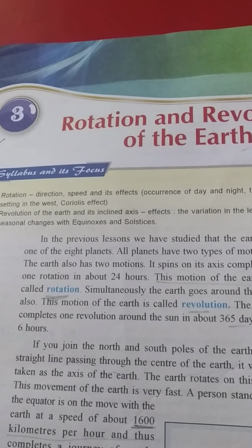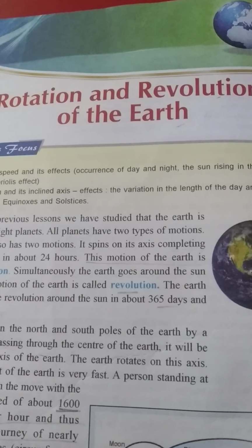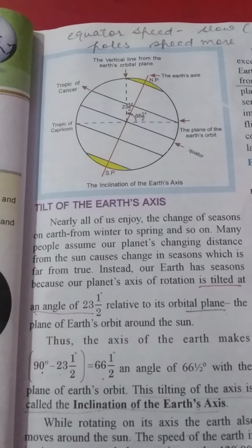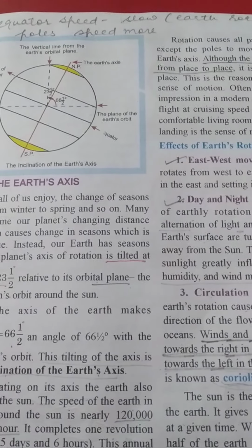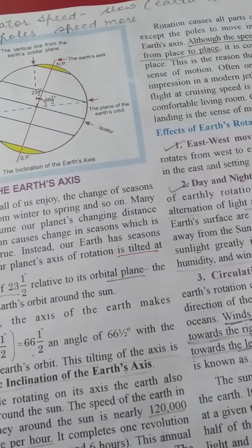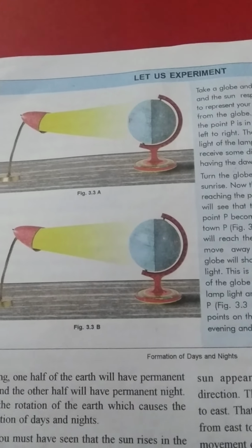Ninth standard, lesson number 3, rotation and revolution of the earth. We have done rotation and revolution of the earth. We have done the tilt of earth's axis, rotation and effects of rotation. Now let us understand the circle of illumination.